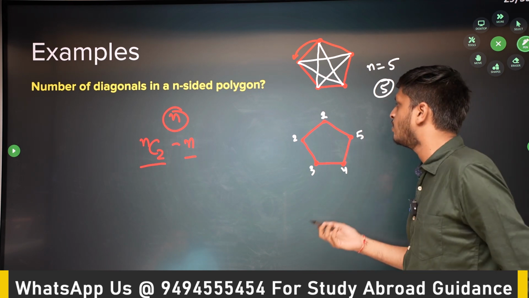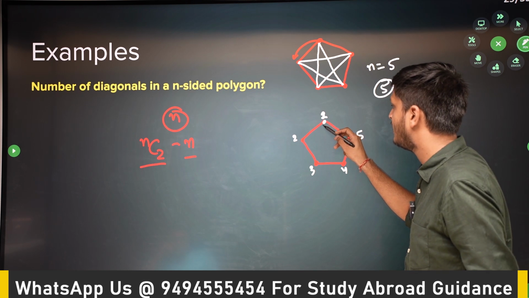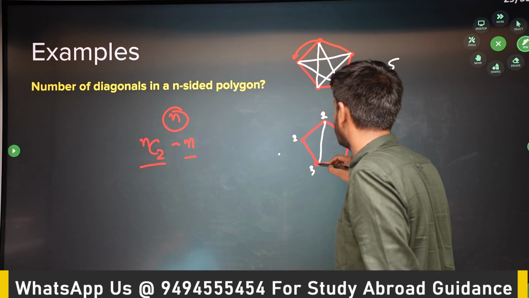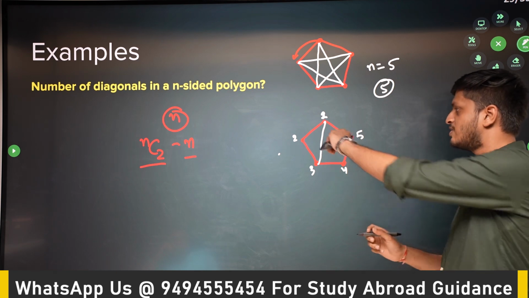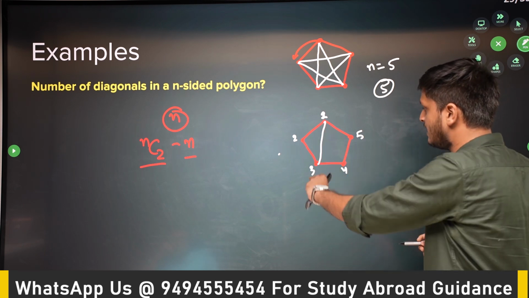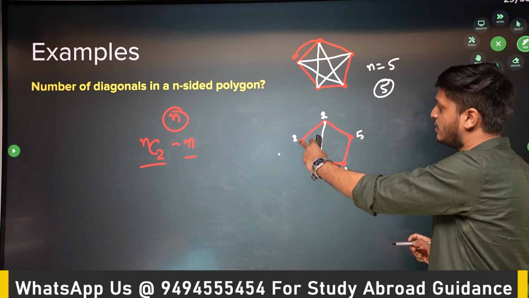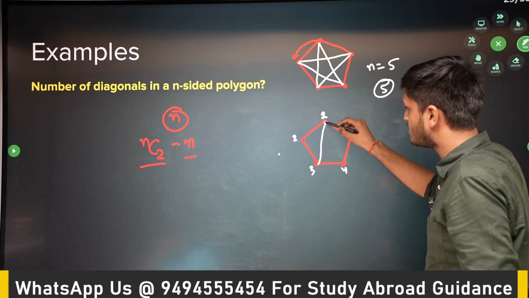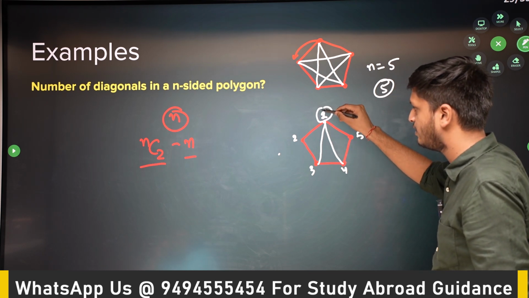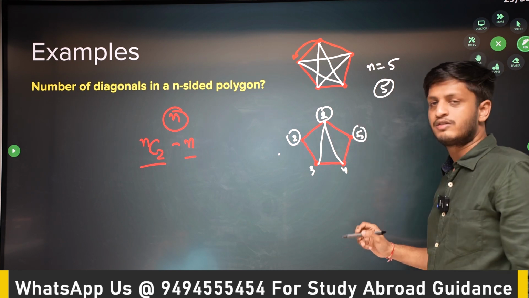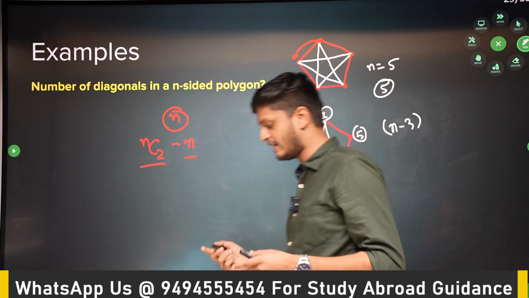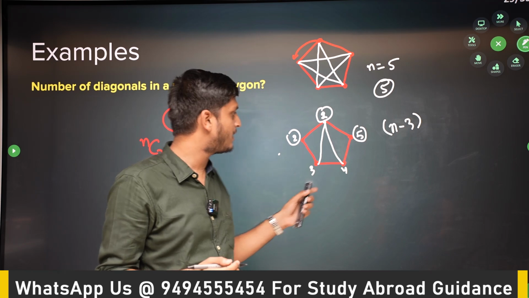So a diagonal is defined how? You can start at a vertex and end at any vertex which is not adjacent to this particular vertex. So if you start at 1 and end at 2, it will not be a diagonal, it will be a side. You cannot end at 2 or 5. So how many options will you have? 3 and 4. Basically, you cannot connect it to 1 itself or 2 or 5. So you have to connect every vertex to n minus 3 other vertices.